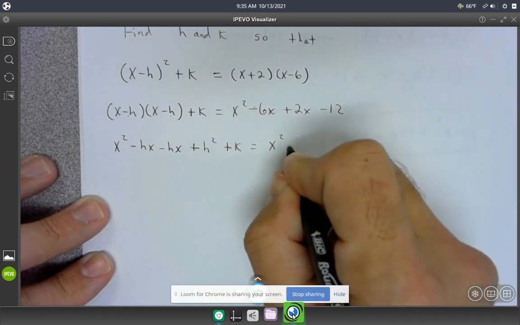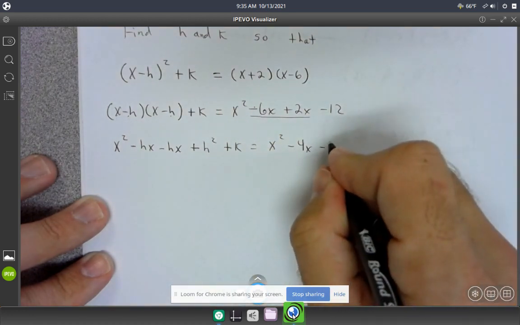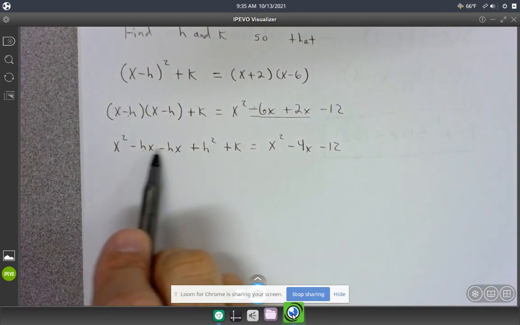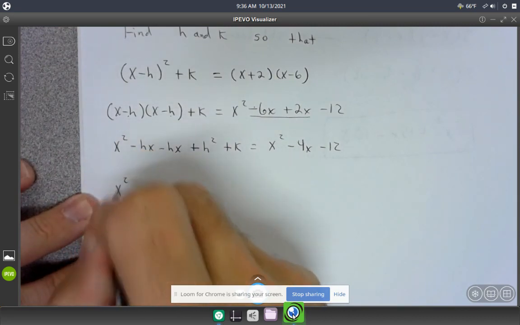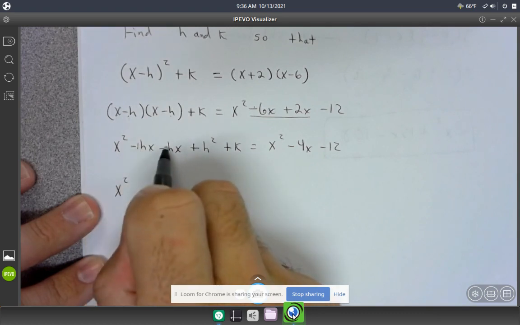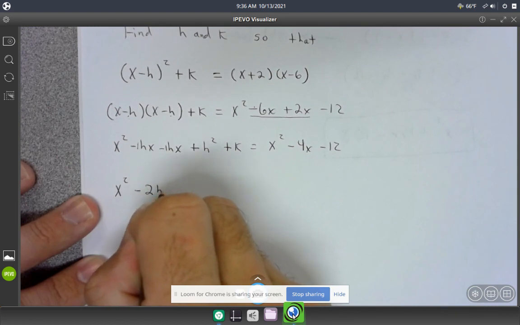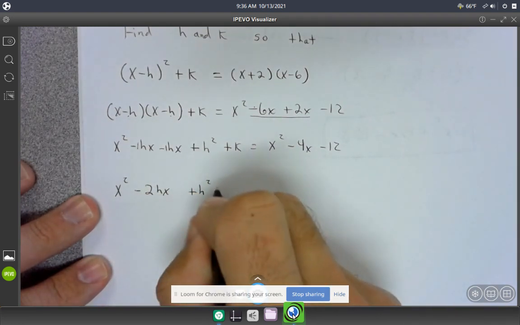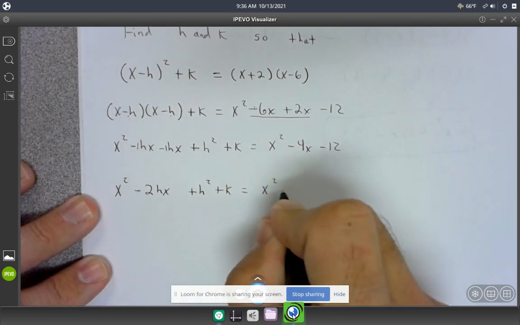All right, x squared, and this will become a minus 4x for those two. The only thing left I can do here is combine these two terms. So it's going to be x squared. I've got two of these negative hx's, so that's going to become negative 2hx, and then plus the rest of it. So I basically simplified both sides of the equation. That's what I did.